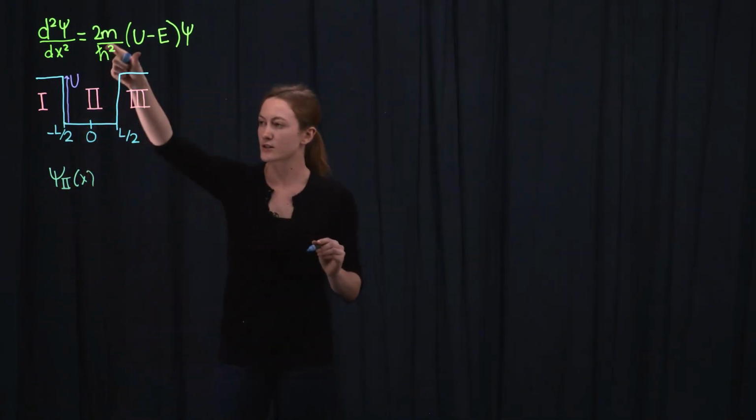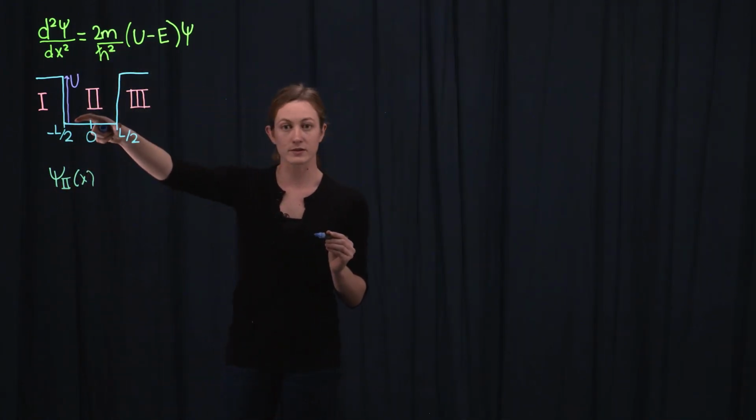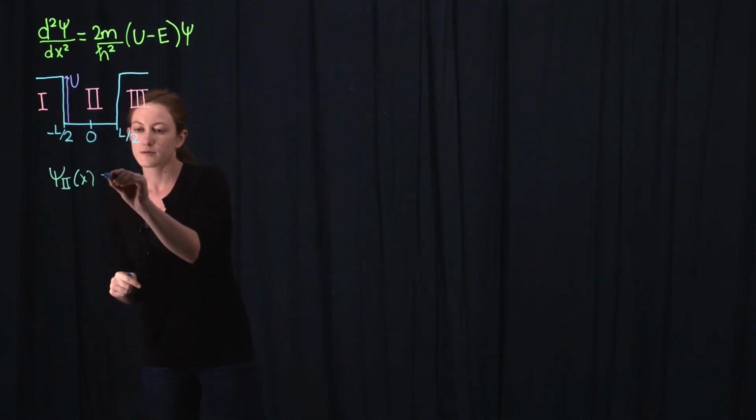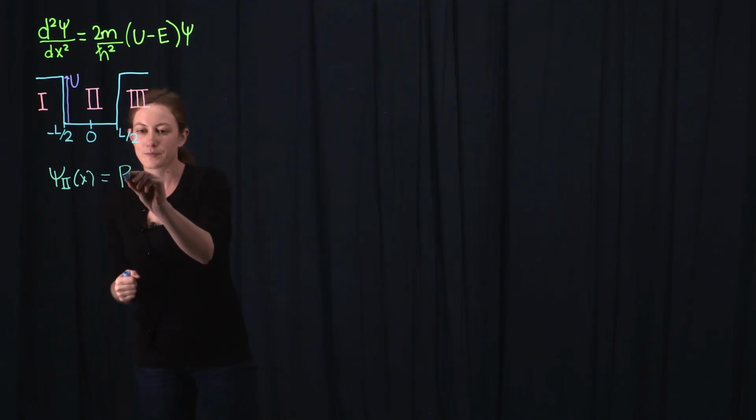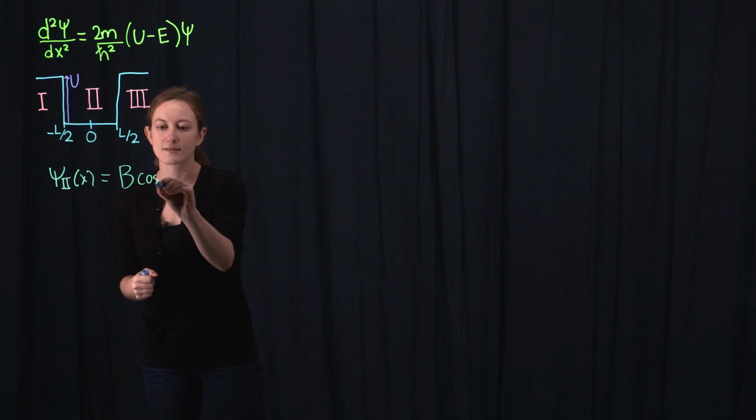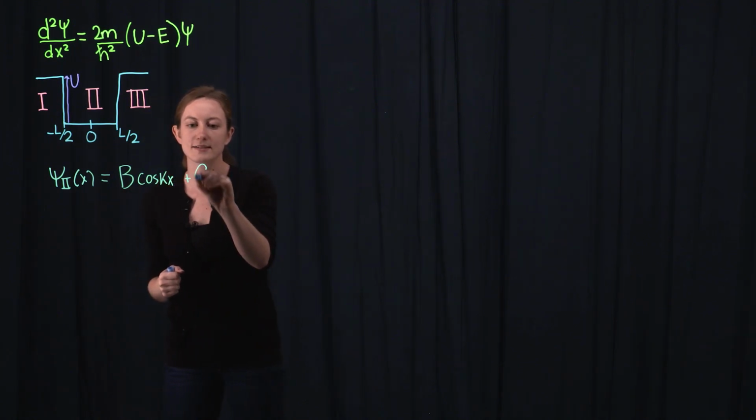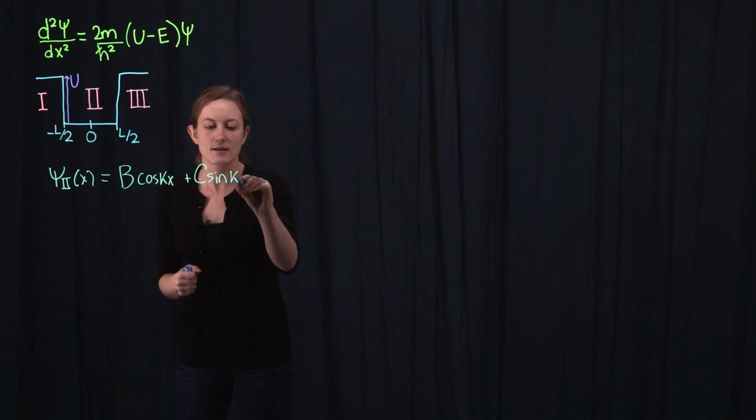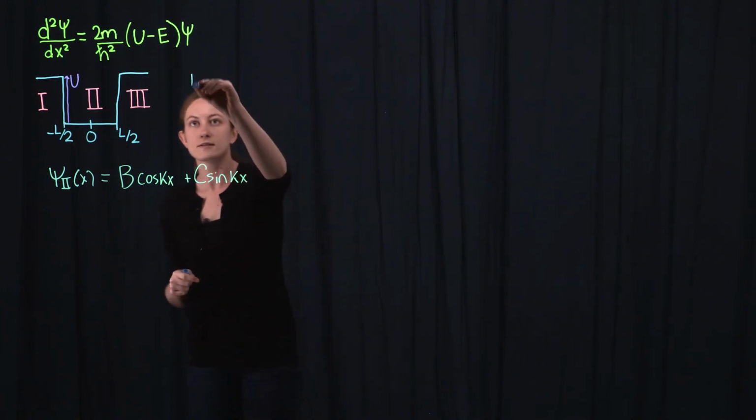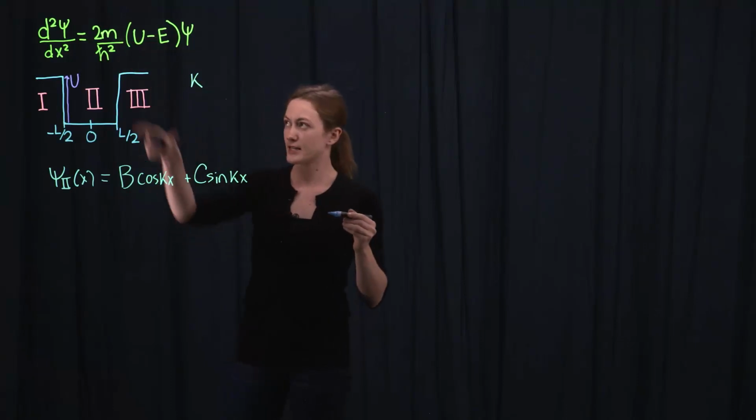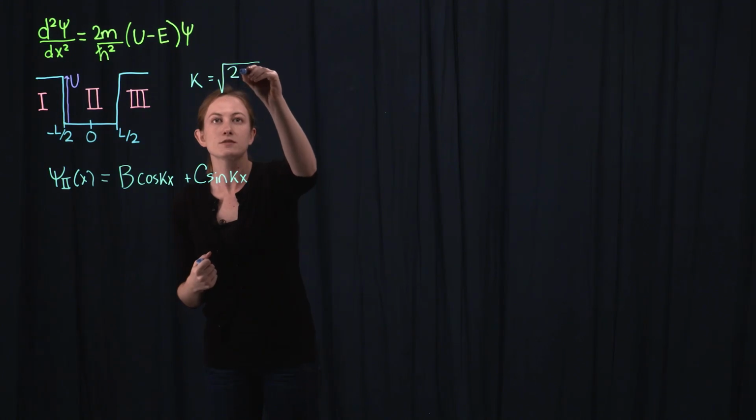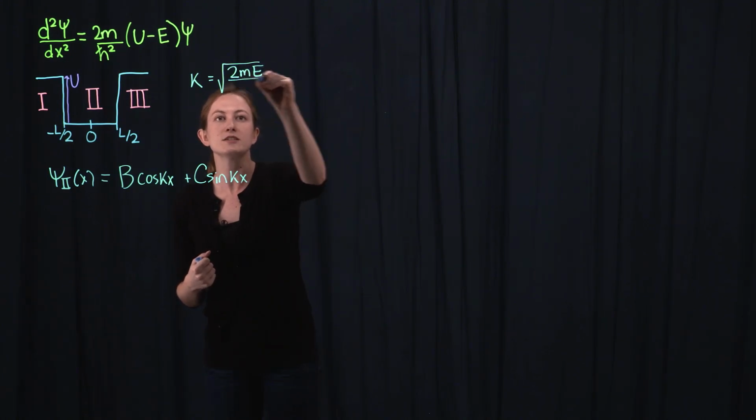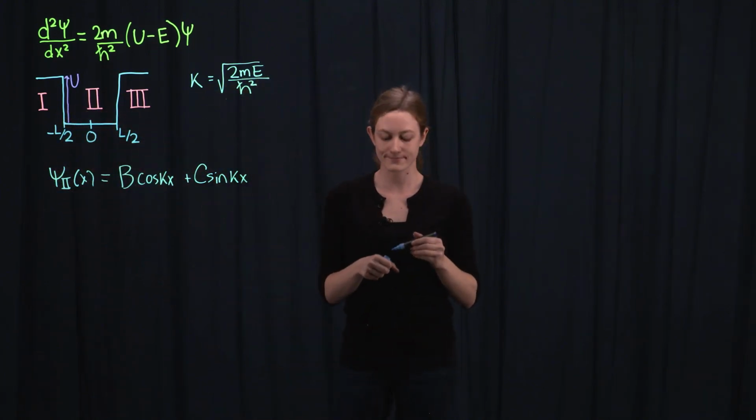the solutions to this equation will be oscillatory. This is the place where U equals 0. So we can write these solutions as sines and cosines. I'll write them in the form B cosine kx plus C sine kx, where k just comes from plugging this into the Schrödinger equation, and k equals the root of 2mE, E the energy of the particle, over h bar squared. And again, in this region, U equals 0.